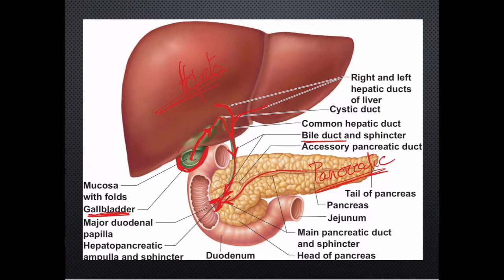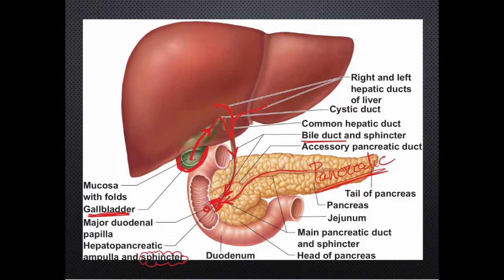You see on here, this elevated mucosal ridge is my major duodenal papilla, and the duct on here, the ampulla, is going to be guarded by a sphincter. So what we're going to call the sphincter on here, guarding the conduction of the bile and the pancreatic juice, is the hepatopancreatic sphincter.